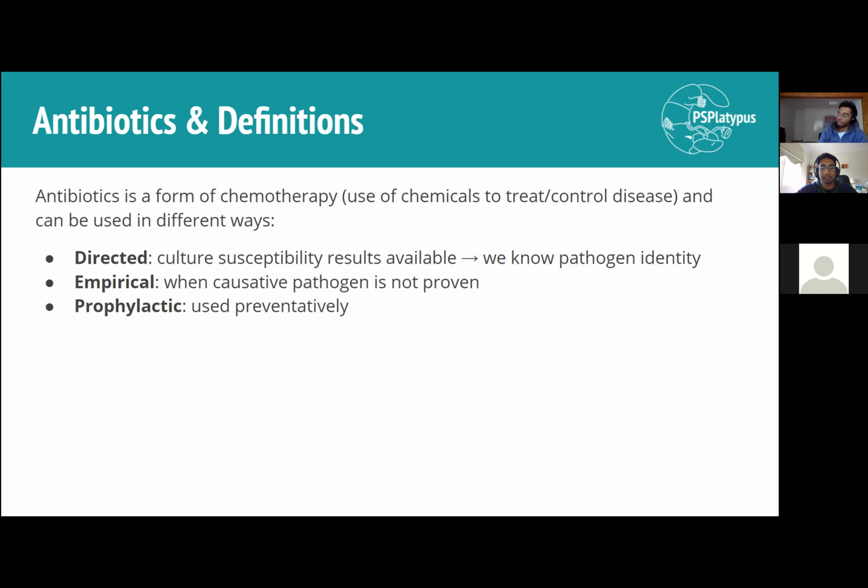So directed is when we know the pathogen's identity due to culture results available. Empirical, essentially, we just don't have the proven pathogen. So we might roughly know what it could be based on the probability in terms of prevalence and stuff, but we just haven't gotten the investigation results back. And prophylaxis is essentially just used for prevention. So if you go to some disease endemic country like dengue, then you want malaria prophylaxis.